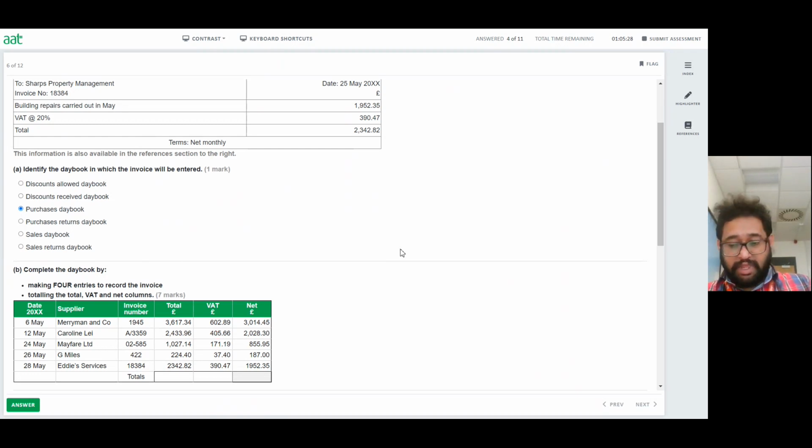£3,014.85 plus 2028.30 plus 855.95 plus 187 plus 1952.35. It gave me a figure of £8,038 and 45 pence. Here, once you've done that, you know the VAT is going to be 20% of that one. So you're going to find the 20% of that.